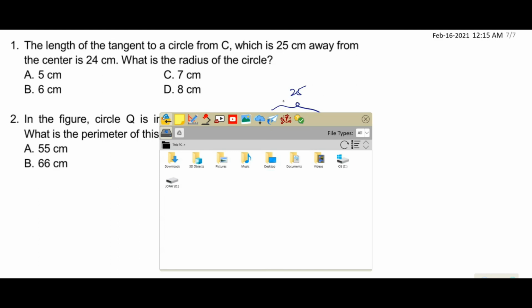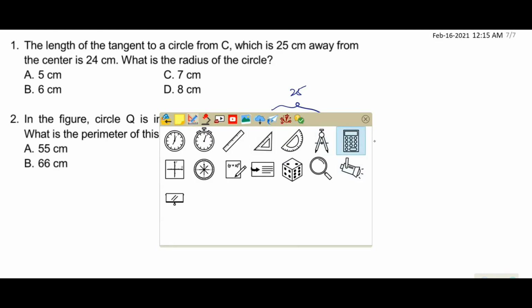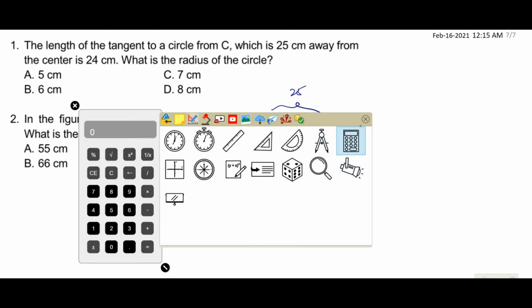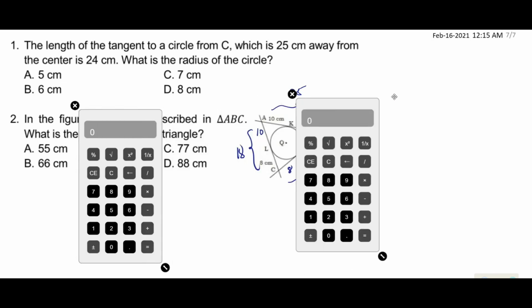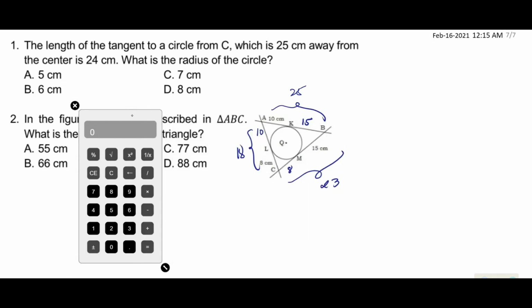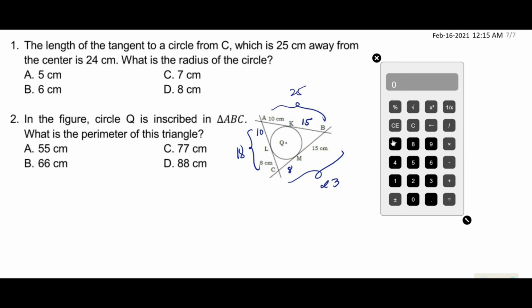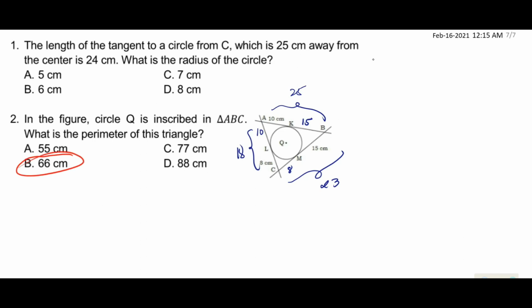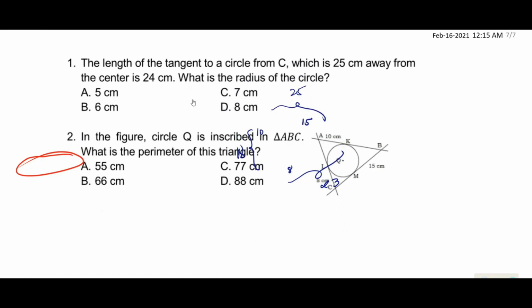So, gamit tayo ng calculator. So, this is 25 plus 18 plus 23. The answer is 66. So, this is 66. Okay. Next, let's have problem number 1.